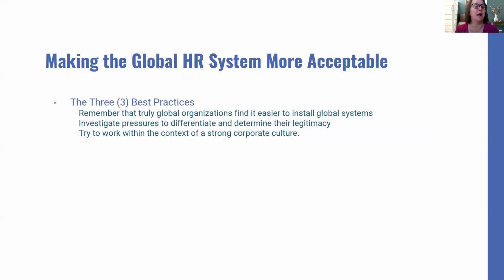So the three best practices: remember that truly global organizations find it easier to install global systems. Investigate pressures to differentiate and determine their legitimacy, and try to work within the context of a strong corporate culture.